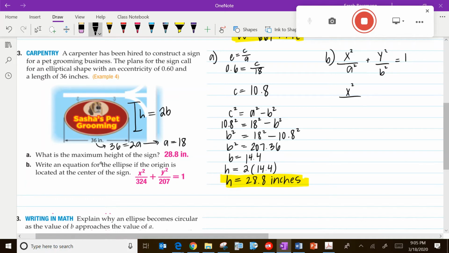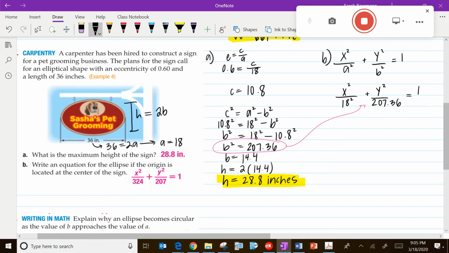So now I just fill in my a value and my b value, so I have 18 squared plus y squared over, I already know b squared right here, so instead of filling in b, I'm just going to go ahead and plug in b squared, 207.36, equals 1. Okay, now I just need to simplify 18 squared. That's 324. And there's your answer. This equation represents the ellipse for the sign.